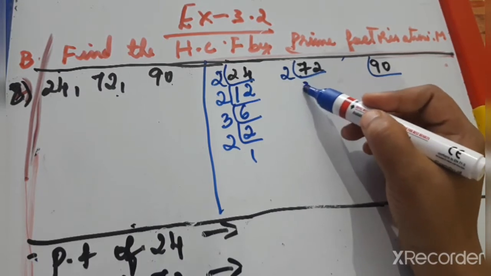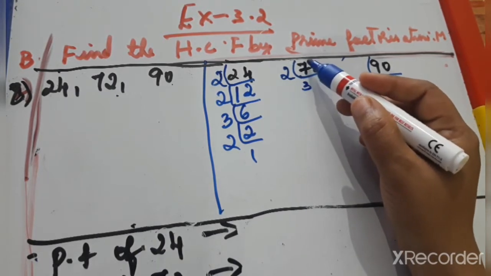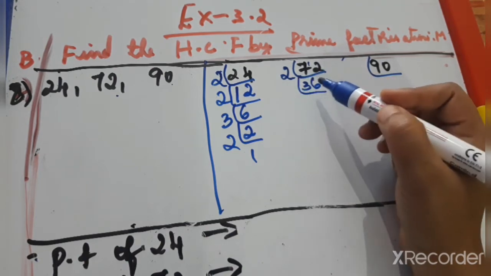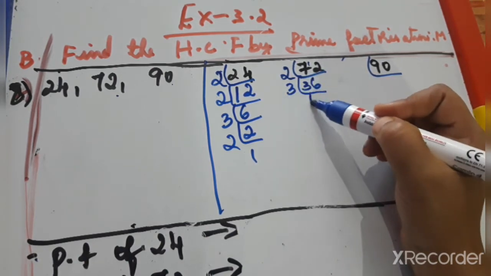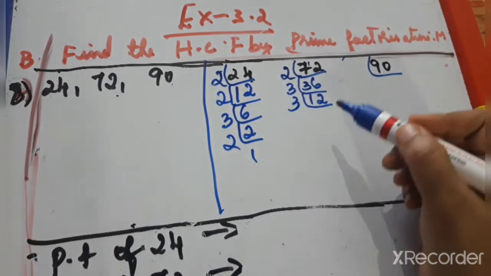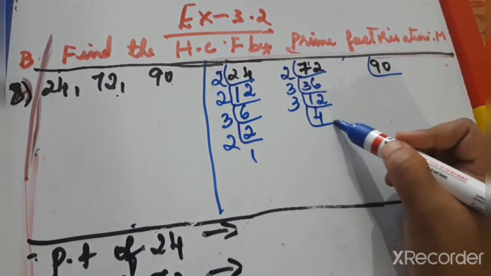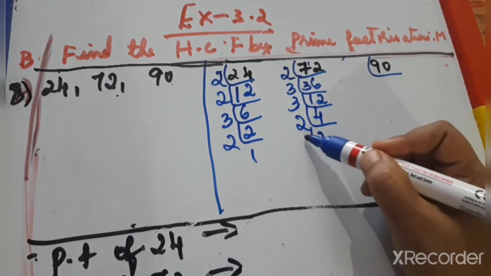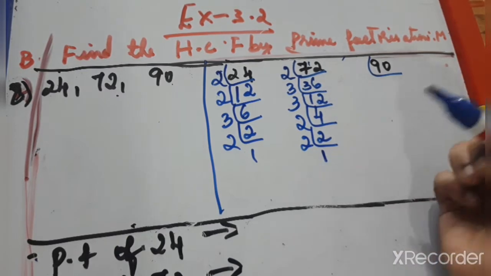So 2 3s are 6, nearer is 2 7s are 3, 2 3s are 6, 1 carry, 2 6s are 12 and 3. We can try 3: 3 1s are 3, 3 2s are 6. Again we can try with 3, 3 4s are 12, and 4 will multiply with 2 ones are tables, 2 2s are 4, and 2 will multiply with 2 ones are 2.